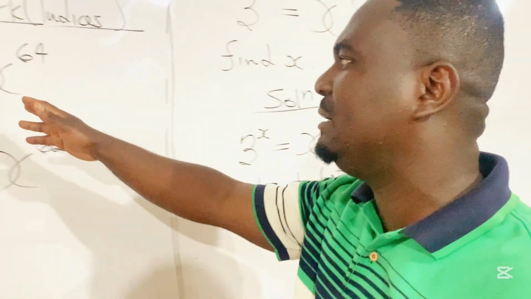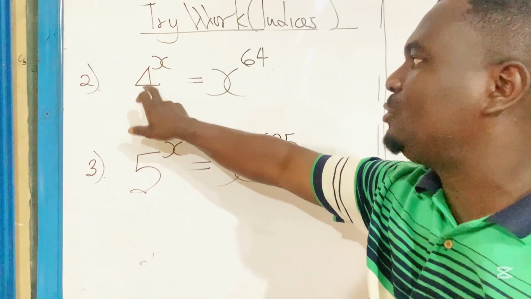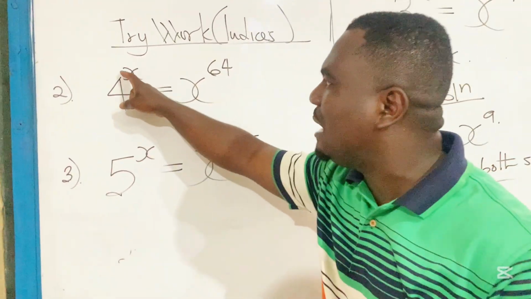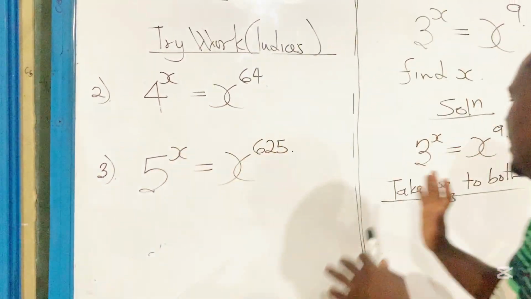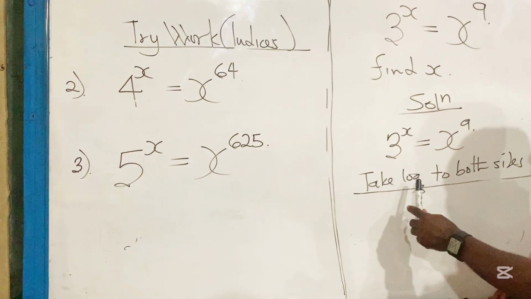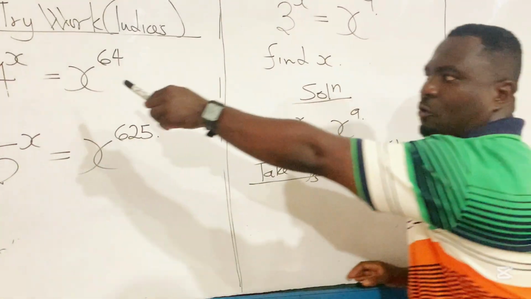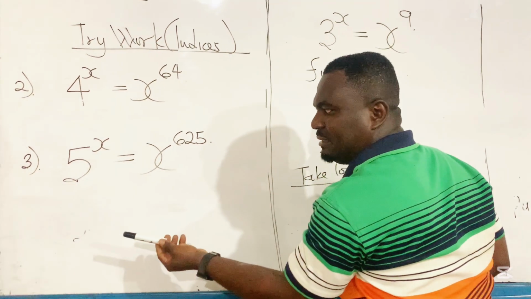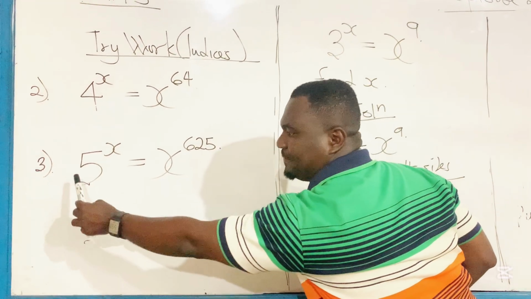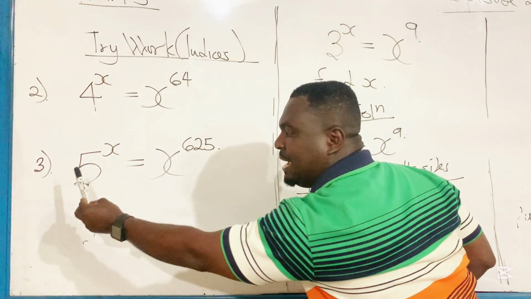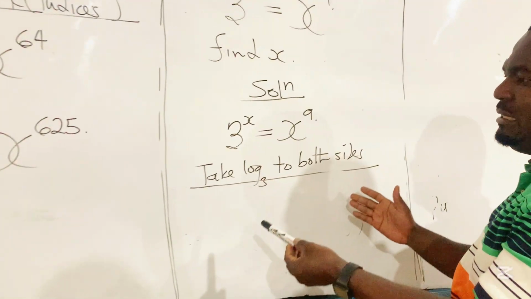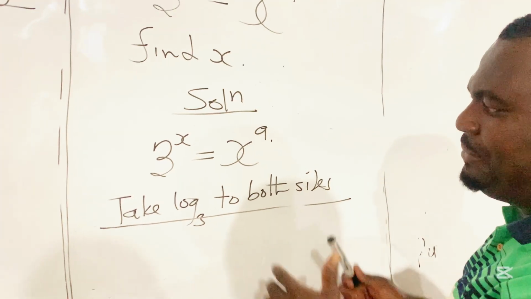The same thing applies to this. For this question too, if you are introducing log, what will be the log base? Because you are dealing with base 4, you are going to take log of base 4 to both sides of the equation. When it comes to the same thing, we have base 5, so we are going to take log of base 5 to both sides of the equation. The same thing is what I'm using in solving this.